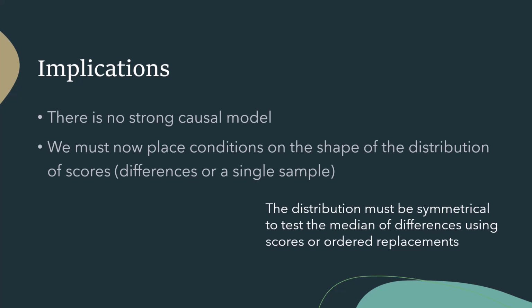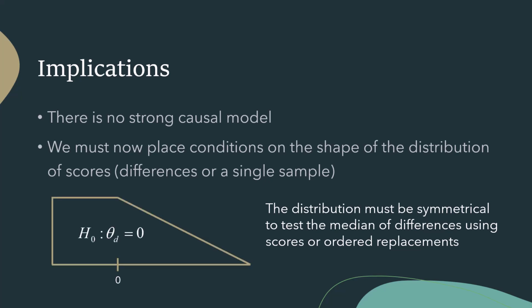Let me take a moment to show you why the distribution must be symmetrical. Here is a picture of a population distribution of different scores, and we're going to tackle a null hypothesis that the median of this distribution is 0. Consider the lower horizontal axis as a number line. Notice that the negative numbers stop much sooner than do the positive numbers.